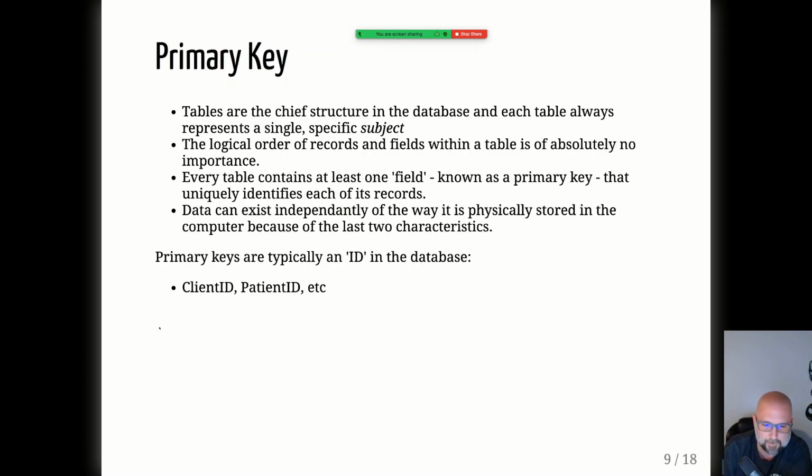But within a table, every record needs a unique primary key. You cannot duplicate primary keys. So if our primary key was a client ID, you could not have two clients with the same client ID. The database won't let you do that.